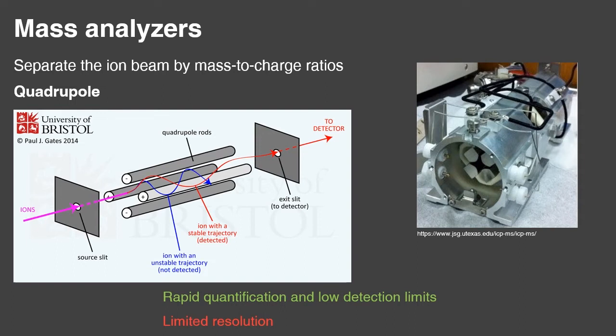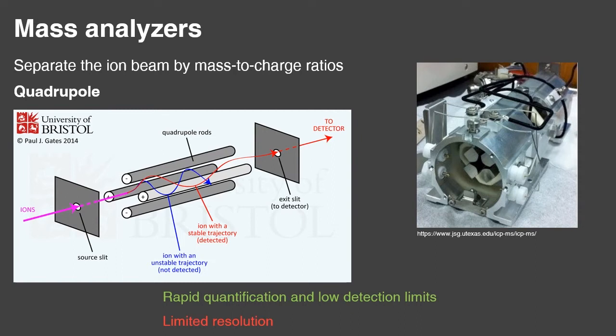A direct current field is generated between one opposing pair of rods, and a radiofrequency current field between the other. Only ions with a specific mass-to-charge ratio can pass through the quadrupole. Ions with a differing mass-to-charge ratio get on an unstable trajectory and are ejected from the quadrupole. By varying the parameters of these electric fields, the ion beam can be filtered.